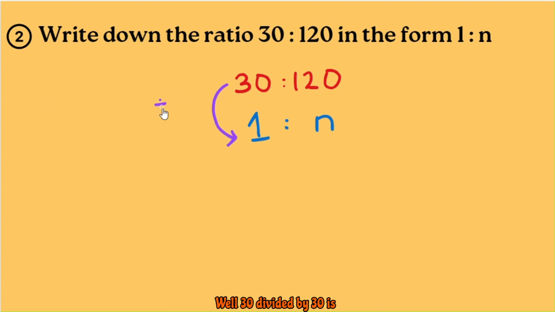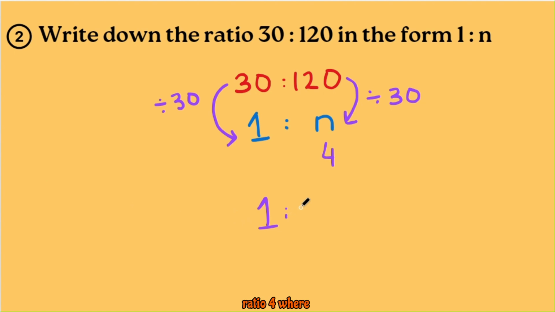Now again we need to see how we can go from 30 to 1. Well, 30 divided by 30 is equal to 1. So that means we're going to divide 120 by 30 as well. And 120 divided by 30 is equal to 4. So our answer would be 1:4, where 4 is the value of n.